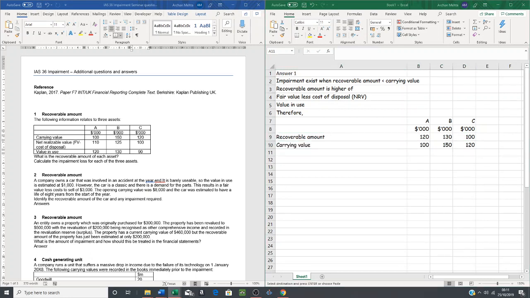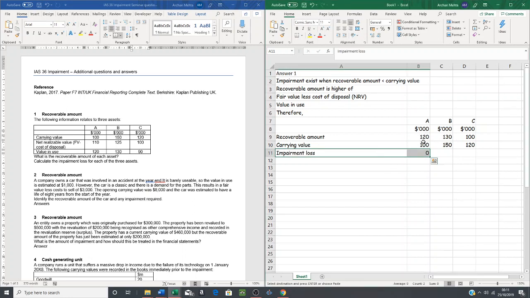Now, if we look at asset A, the recoverable amount is greater than the carrying value, so there is no impairment loss. On the other hand, asset B and C, because the carrying values are greater, will have impairment of 20 and 20. Now, so that we have worked out the impairment losses, let's put it in yellow. So now we can account for it.